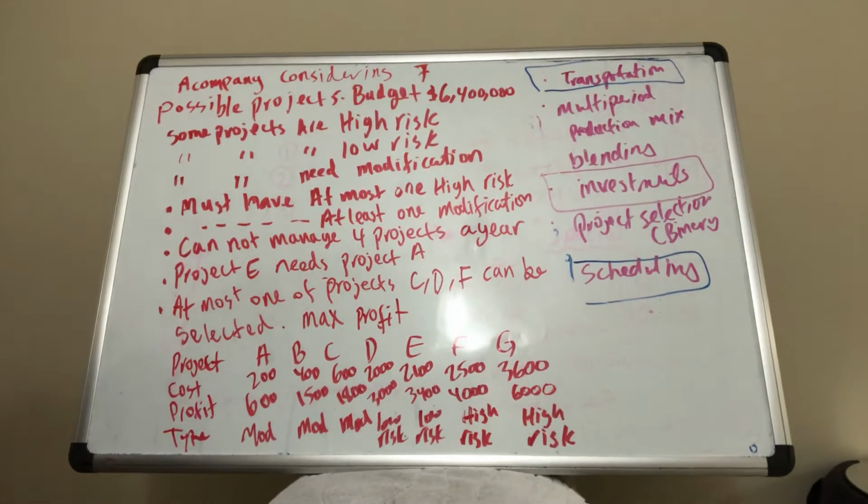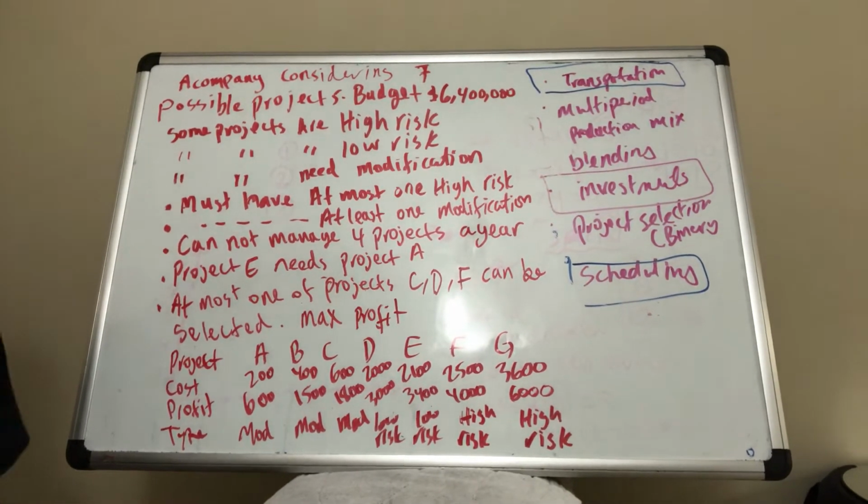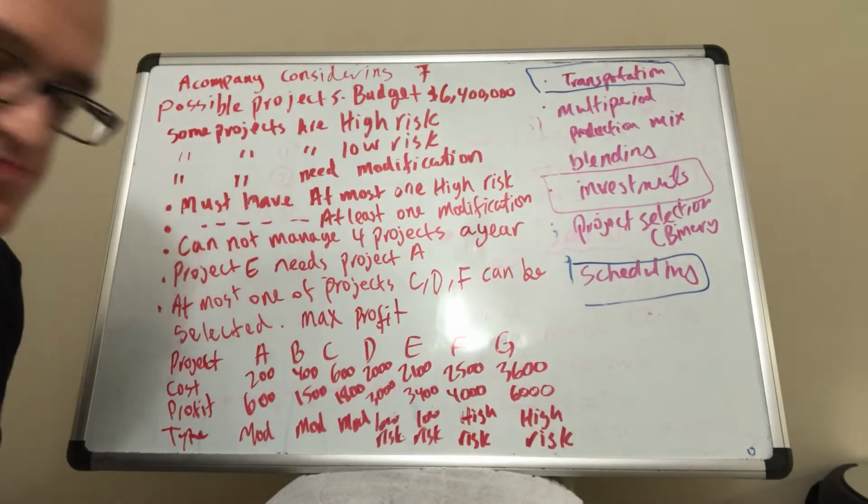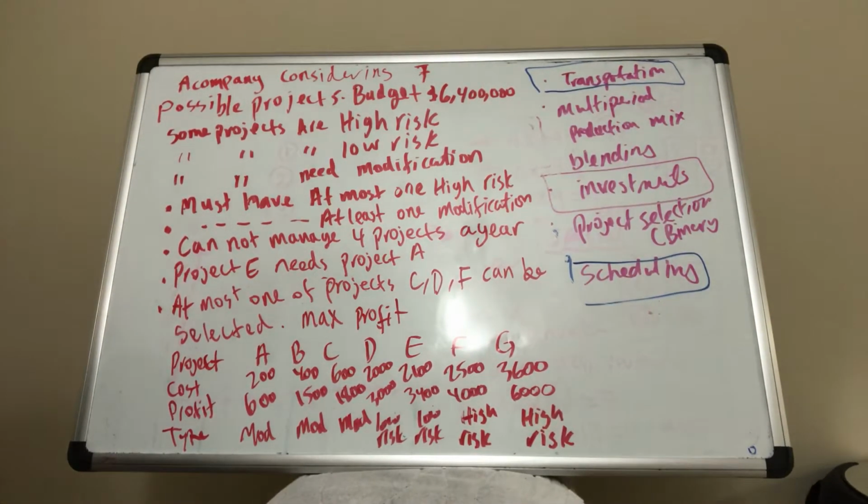Okay. This is another question. This is called the binary system, where you're making selection. They tell you that there is a company, and they tell you the name of the company. They're considering 7 possible projects.